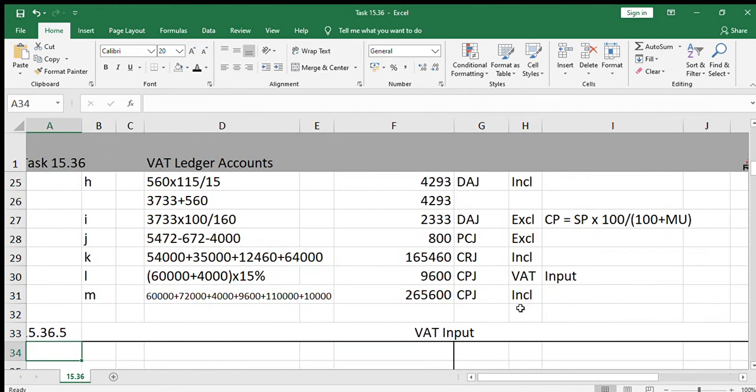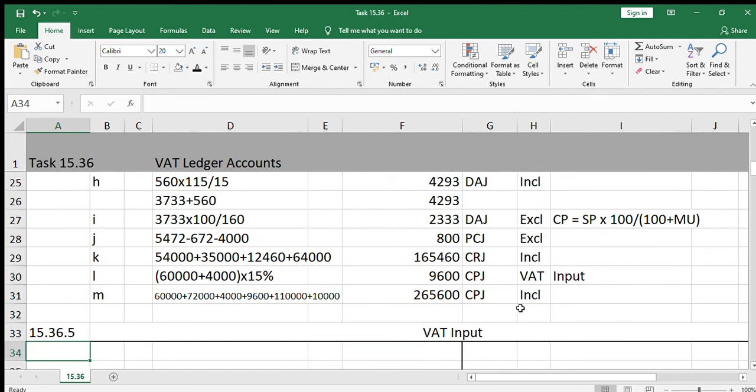Okay, so then we need to do the ledger accounts. Now in 15.36.5, they asked us to calculate the VAT input, the VAT output, and the VAT control. It also says that the entries can be combined into the VAT control only, which is also something I'm going to be showing you now.